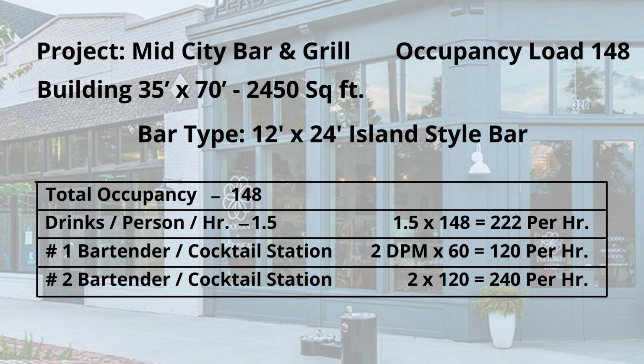Bartenders on average can typically produce 2 to 2.3 drinks per minute. However, many bar owners claim that the actual production is 2 drinks per minute or less. So if our average drink production is 2 drinks per minute or 120 drinks per hour for each cocktail station, we'll need to incorporate a second cocktail station into our design to meet the drink volume of 222 drinks per hour. Now that we have our drink volume established, let's review the fundamentals of bar design.